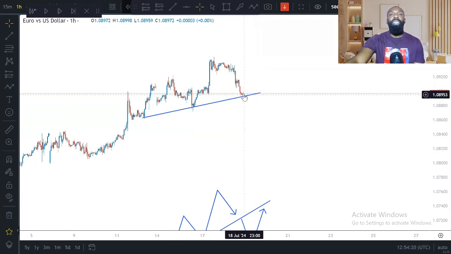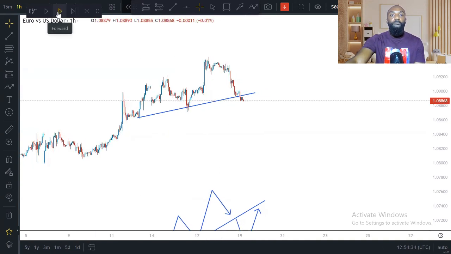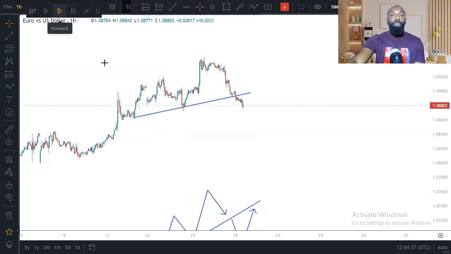No, I'm going to be seeing the reaction of the price on this trend line, and that is what is going to determine if I'm going to be selling or I'm going to go for a buy, okay? So at this point in time, let's see what the price is going to do. So you can see the price actually broke out of this trend line.